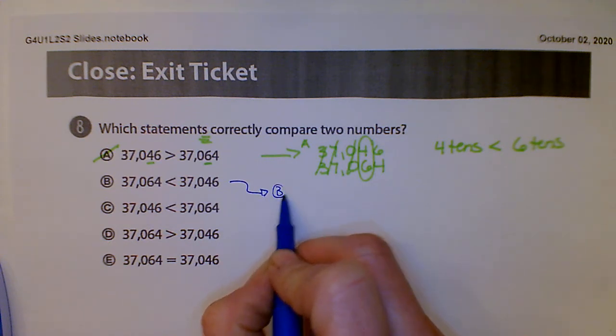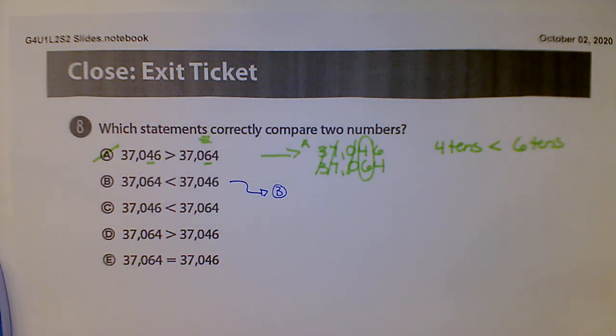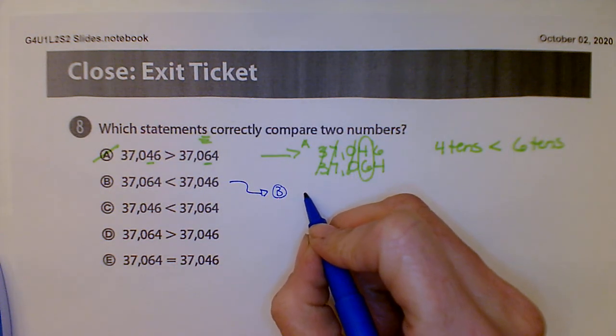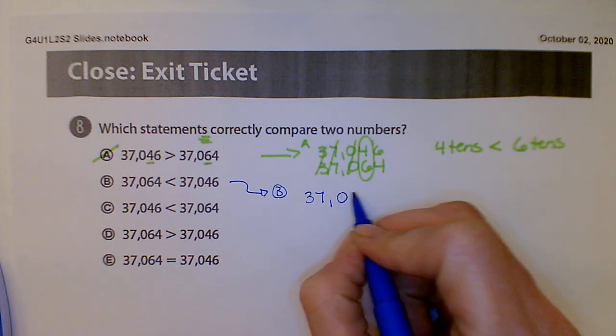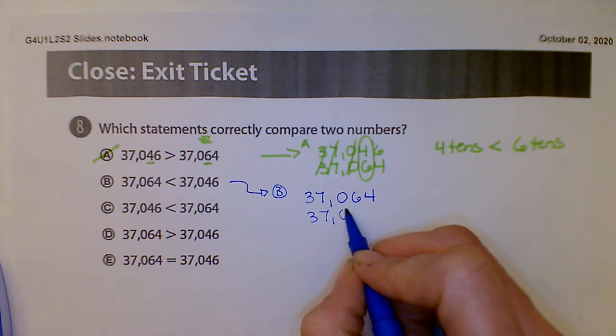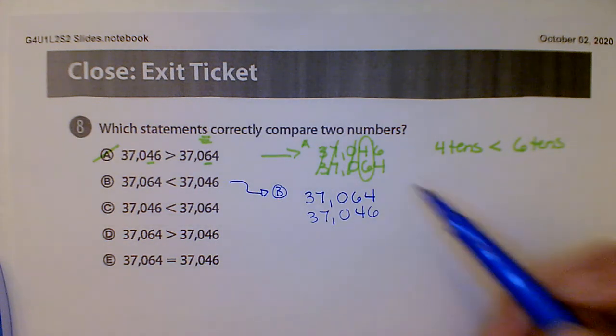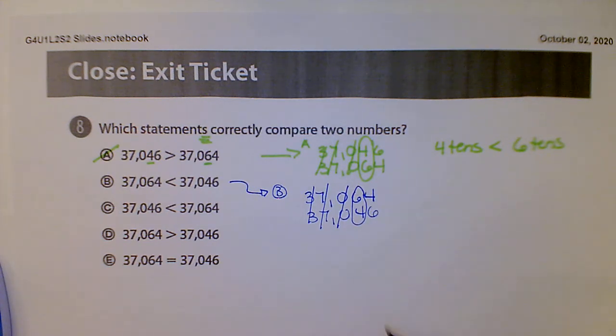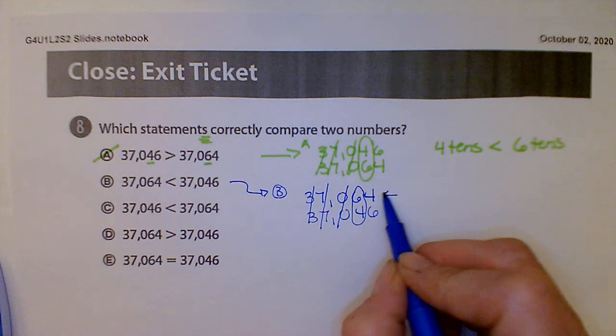So this is going to be B. Give me 1 second, friends. All right, so for B, I'm going to stack them again. So I have 37,064. I'm going to compare that to 37,046. And again, same, same, same, different. So again, the tens are different. And now it seems to be reversed. I know that 6 tens are greater than 4 tens. So this one is the bigger one.